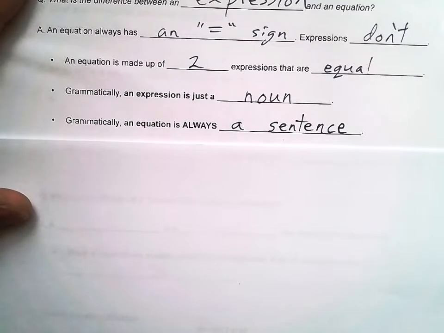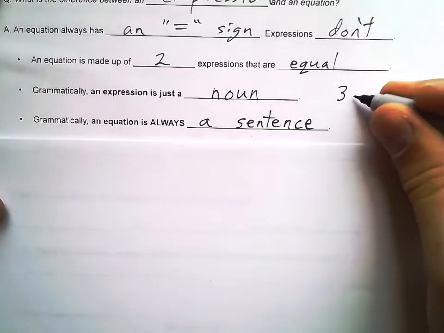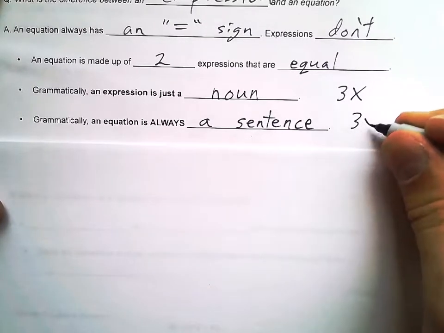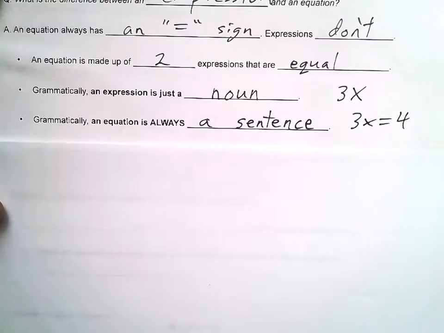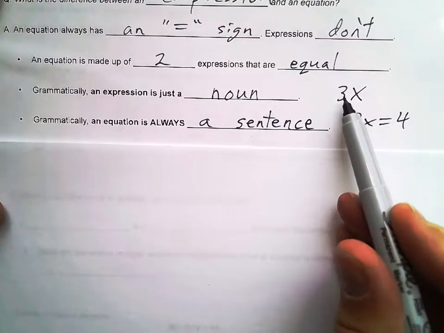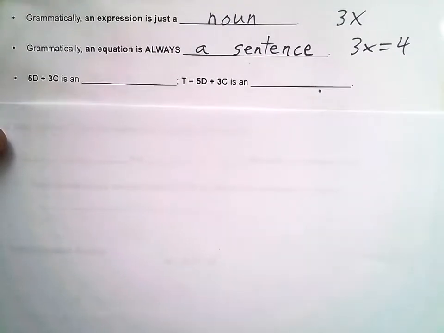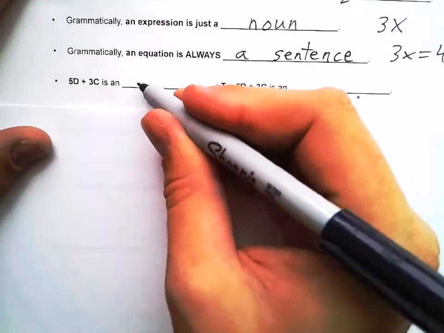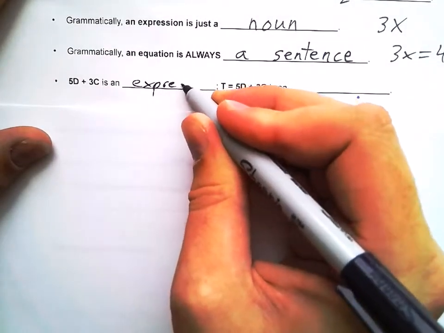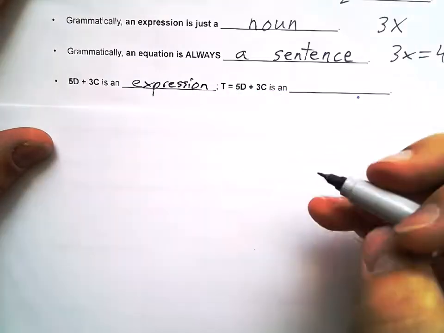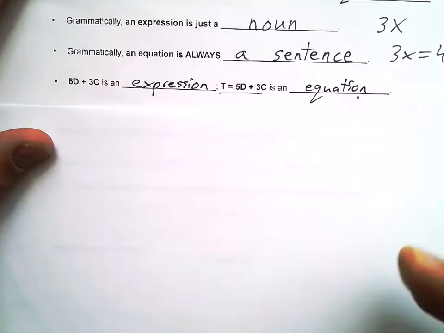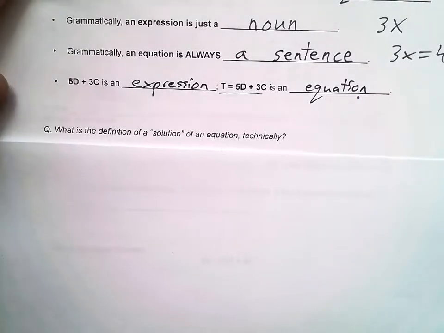So 3x equals 4. That's a sentence. That's a noun. 5d plus 3c would be an expression. This would be an equation because it has an equal sign.